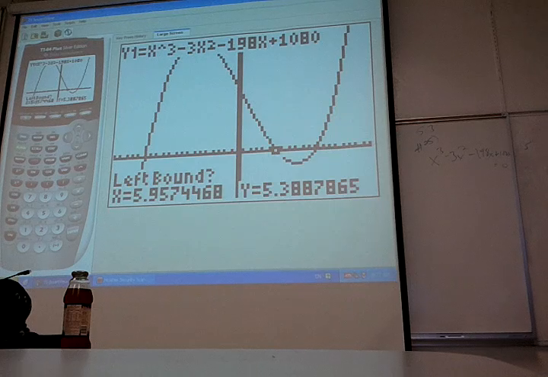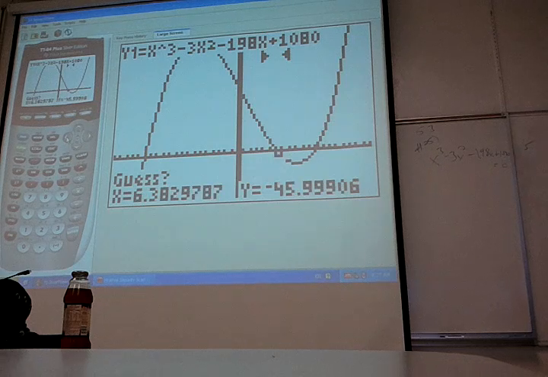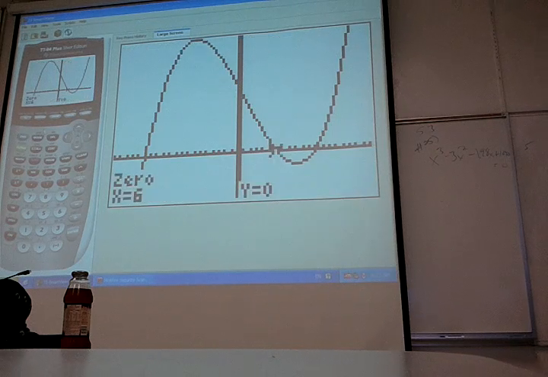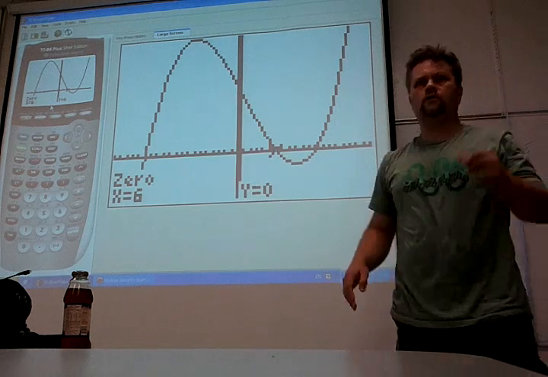Now it's asking left bound. Hit 1, 2, 3. I'm definitely on the left side. Right bound. I get right on top of it again. 1, 2, 3. I'm definitely on the right side. And then guess, get right on top of it. Now I get 6. Guess gets right.